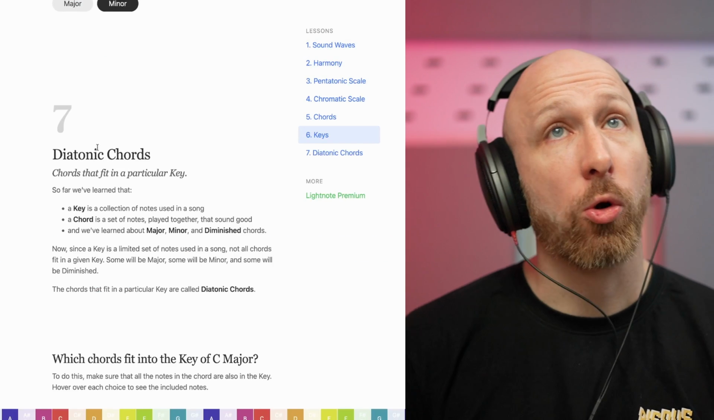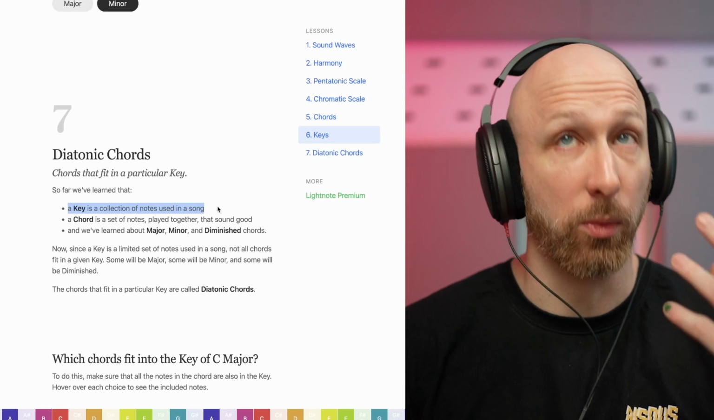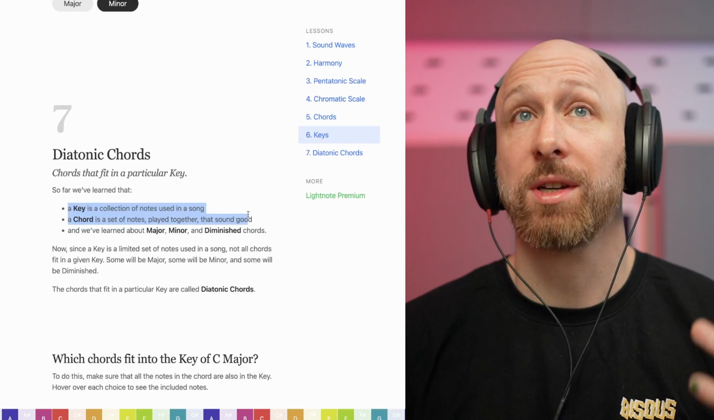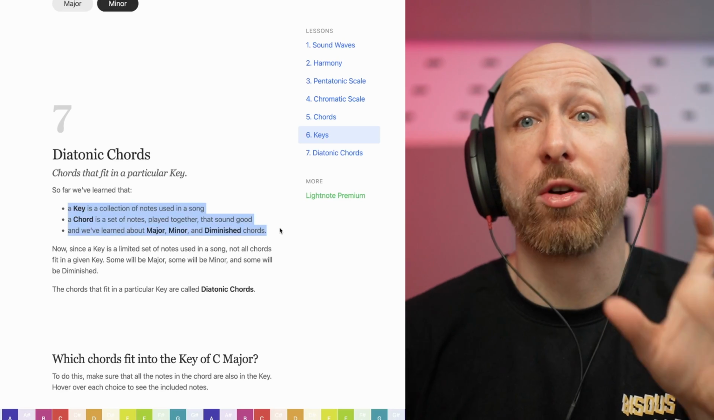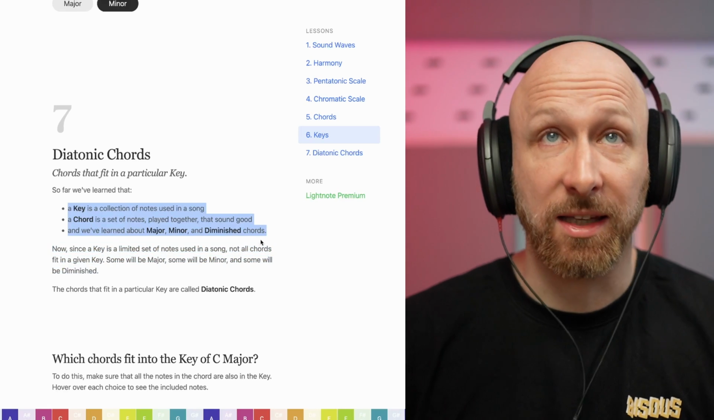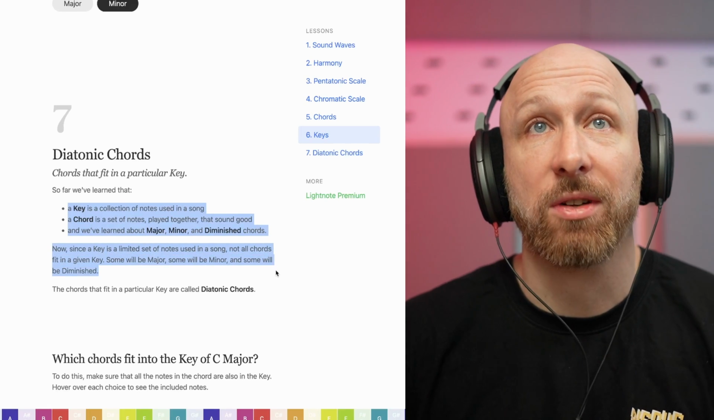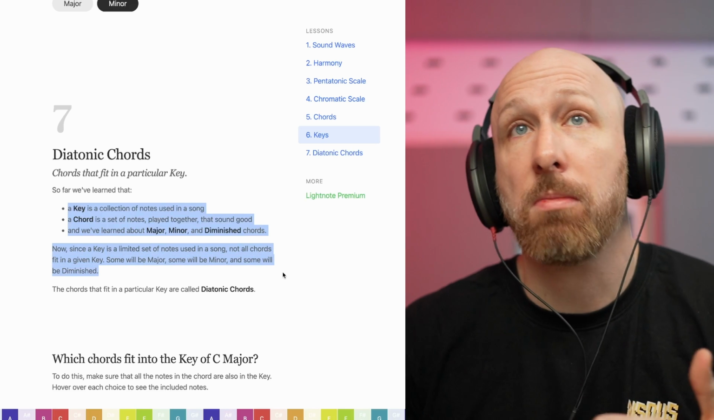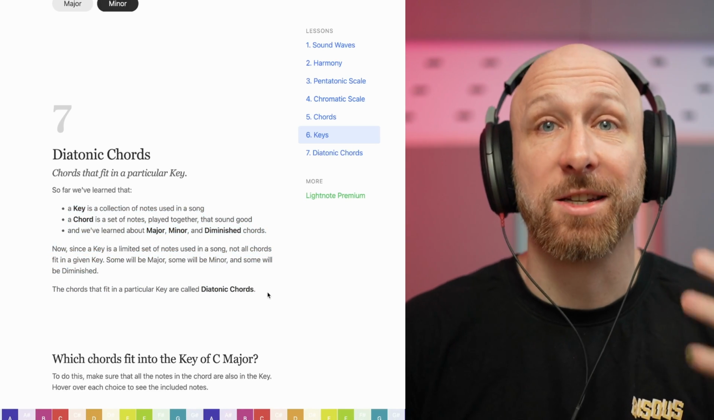Diatonic chords. Chords that fit into a particular key. So we've learned that a key is a collection of notes that we will use in a song. A chord is a set of notes played together that sounds good. And so we've learned about 3 different chord shapes, namely the major, the minor, and the diminished. Now, since a key is a limited set of notes, not all chords fit inside of a given key. So some will be major, some will be minor, and some will be diminished. The chords in that particular key are called the diatonic chords.